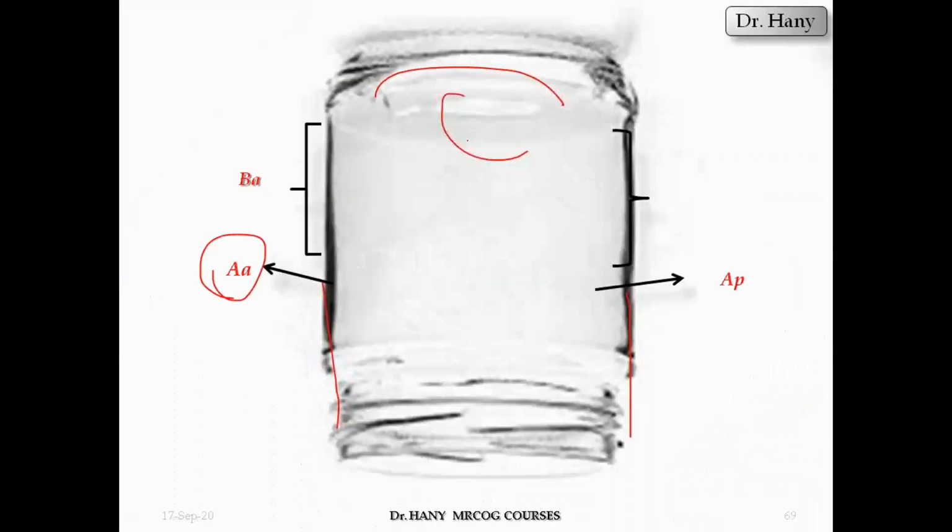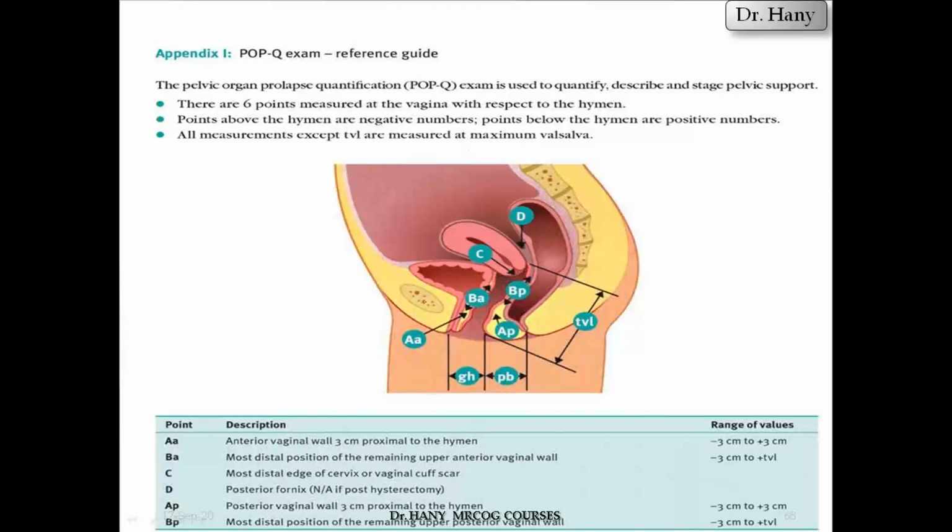Let's go back again to the staging. This is the RCOG guideline. This is point A, 3 centimeters from the hymen in the anterior wall. So this is the hymen, and I will put the point here, which is point A anteriorly, 3 centimeters from the hymen. And the same, point A posteriorly, 3 centimeters from the hymen. The remaining part will be point B anteriorly and point B posteriorly. C for the cervix and D for the Douglas pouch. If you remove the uterus, then C is for the cuff.